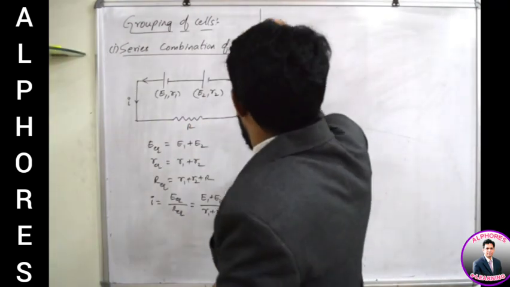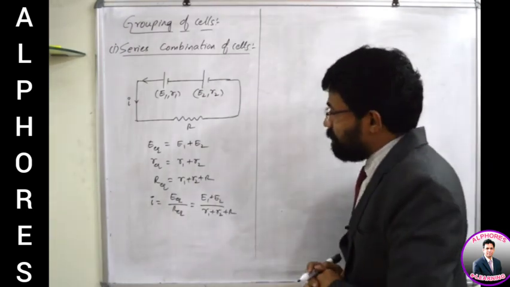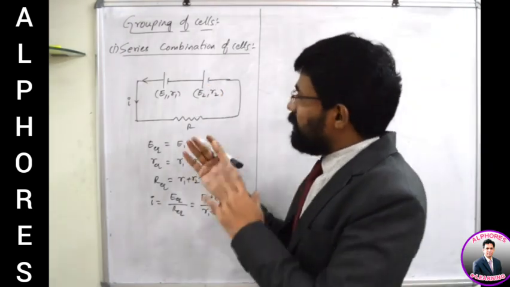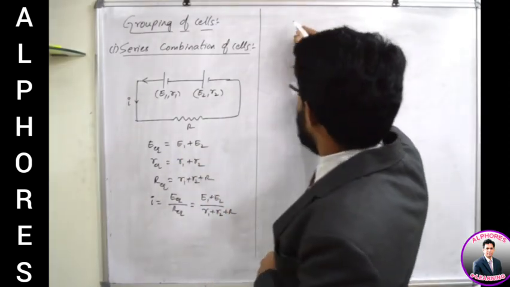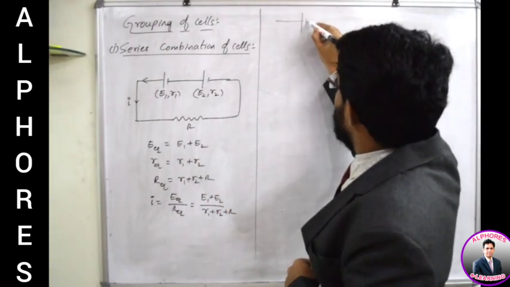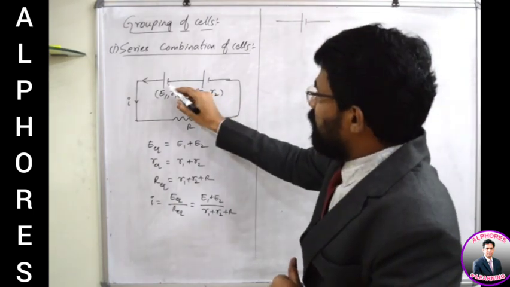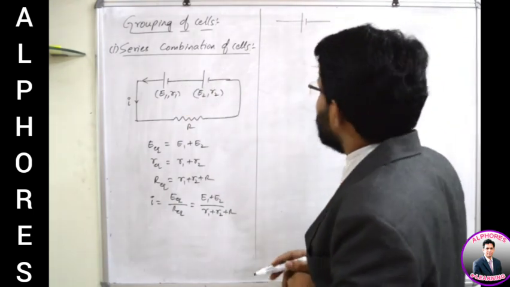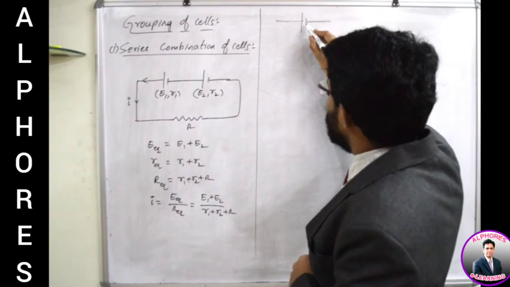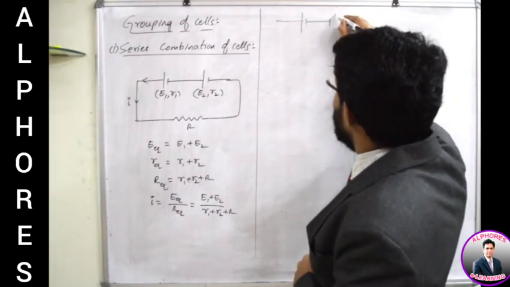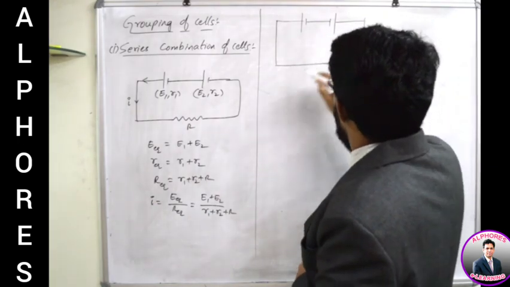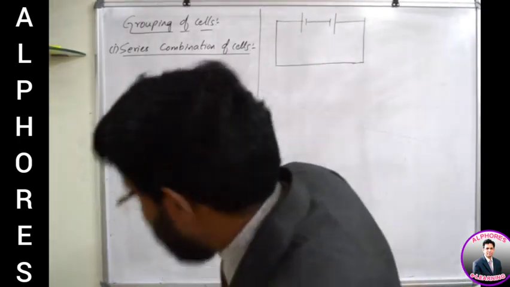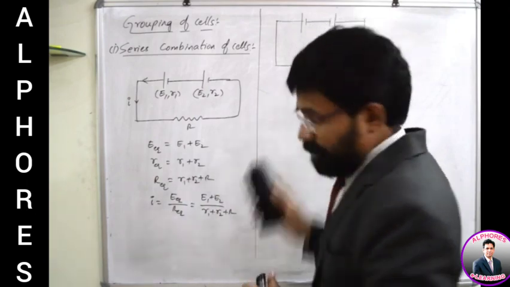Now let us discuss a few points connected with this kind of grouping. What if this cell is connected in reverse direction? Connecting in reverse direction means something like this. Here the negative terminal of one cell is connected to the positive terminal of the other cell. Now what I am going to do is connect the negative terminal of one cell with the negative terminal of another cell like this. This is the combination that we can think about. And I will take one external resistance here.